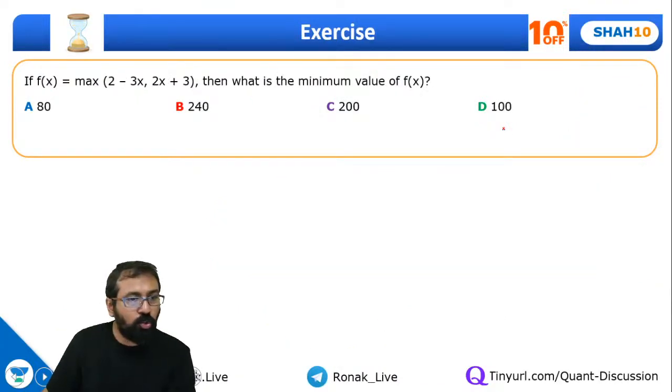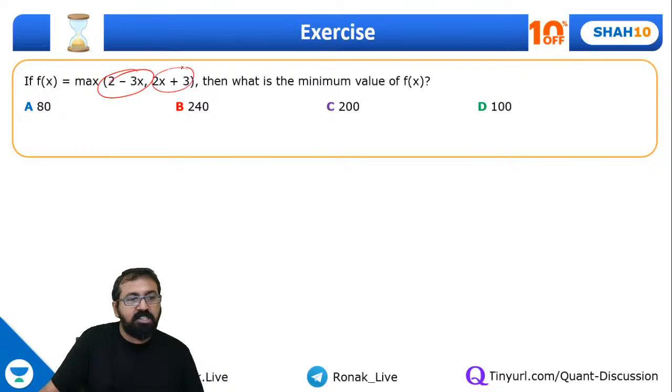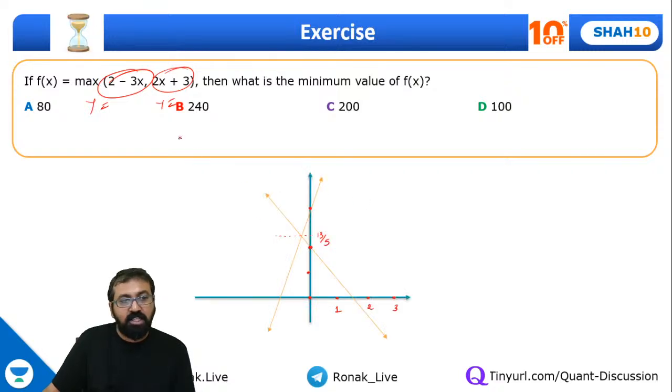Now this is the last maxima minima variety, guys, and let me directly show you that this is one linear equation, this is another linear equation. If I consider this as y equal to this one, y equal to this one, let me show you the graph of this. See, this is the graph of y equal to 2 minus 3x, and this is the graph of y equal to 2x plus 3. And I have been asked to take the maximum value of both.